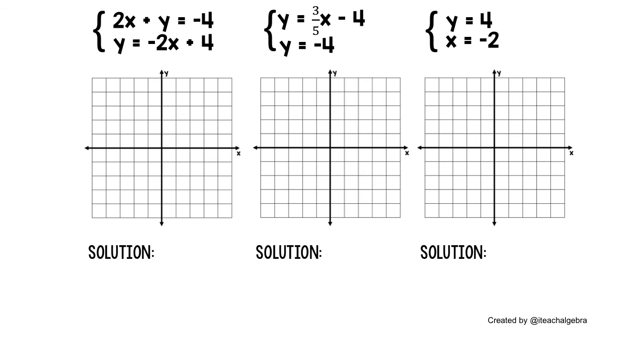We need to get y alone. I'm going to write it down here at the bottom. So I'll subtract 2x and get y equals negative 2x minus 4. So we go down 4, and then negative 2 for the slope. So up 2, left 1.